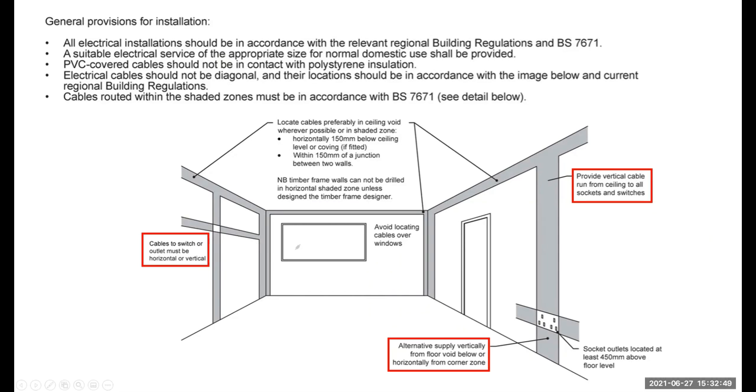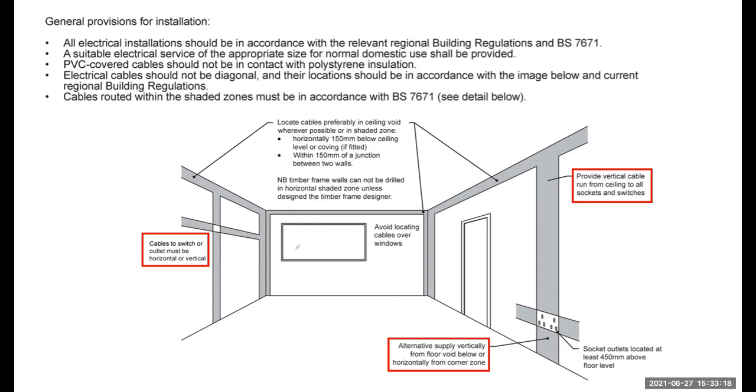Don't forget as well that the building regulations are statutory, and BS 7671 is the minimum safe standard and is also non-statutory. And we also should be working from BS 7671, not to it. What that means is we should be installing to best practice. BS 7671 is the minimum safe standard. Best practice is head and shoulders above.